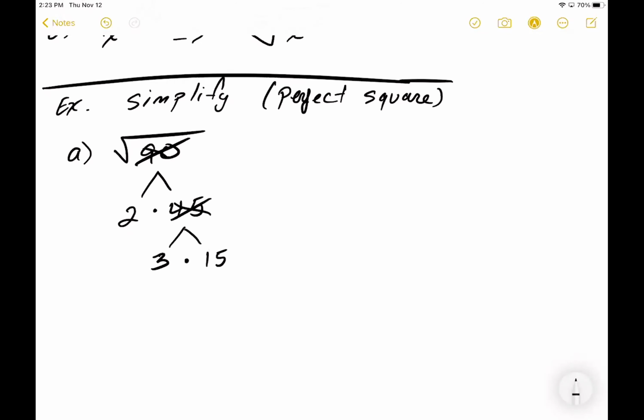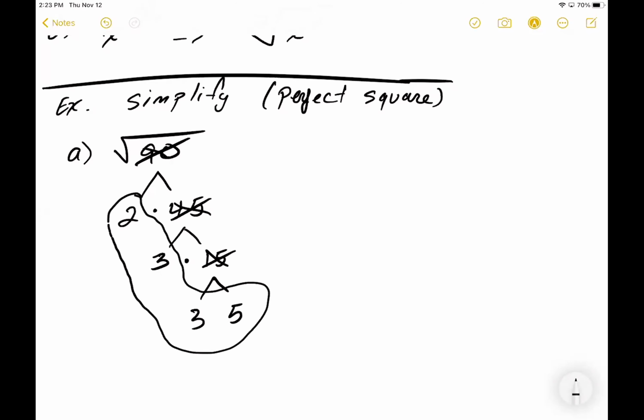So basically, we just break down this number. And then 15, we know that's 3 times 5. And again, as you can see, there's nothing else we can break down. So our goal is we break this thing down into prime numbers. So we have a 2 times a 3 times a 3 times a 5.